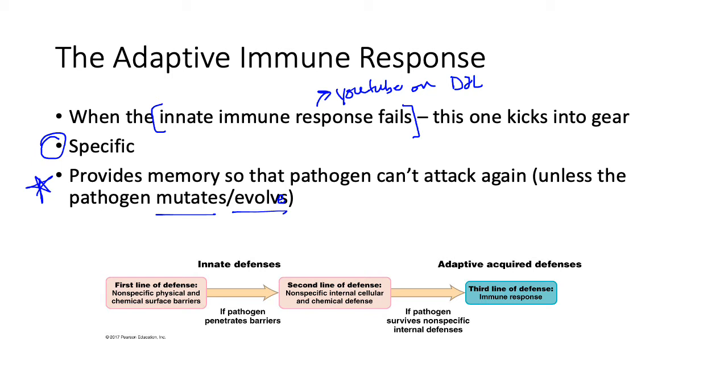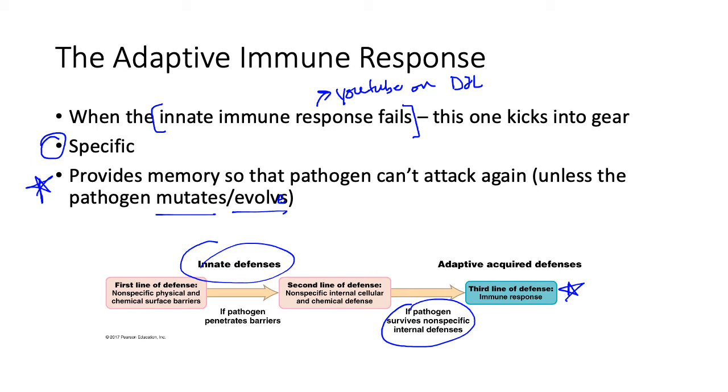But again, going back to the big picture of our immune response, remember that our innate defenses are really our first line of defense. We have those physical and chemical barriers on the surface of our body. If the pathogen penetrates those barriers, we'll have internal cellular and chemical defenses happening, our second line of defense. But if this pathogen survives both of those, that's when we're going to finally start our third line of defense, which is our adaptive acquired immune response.